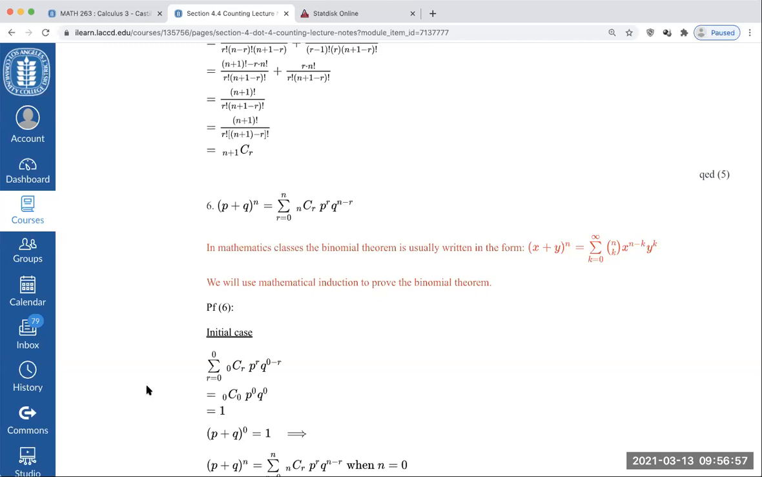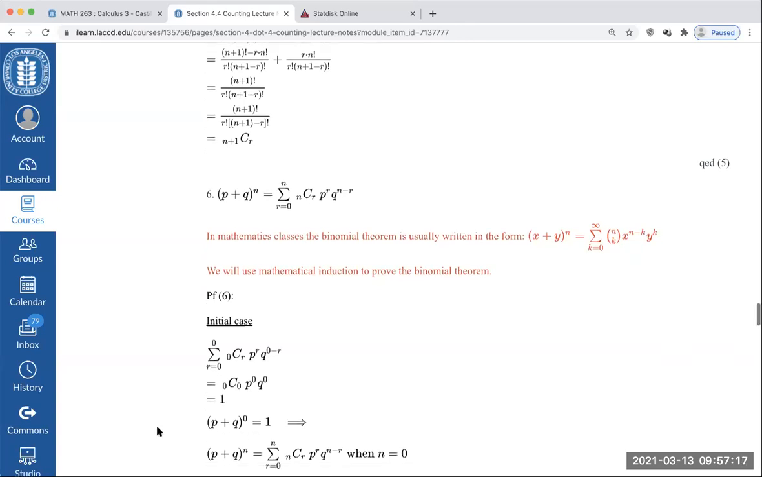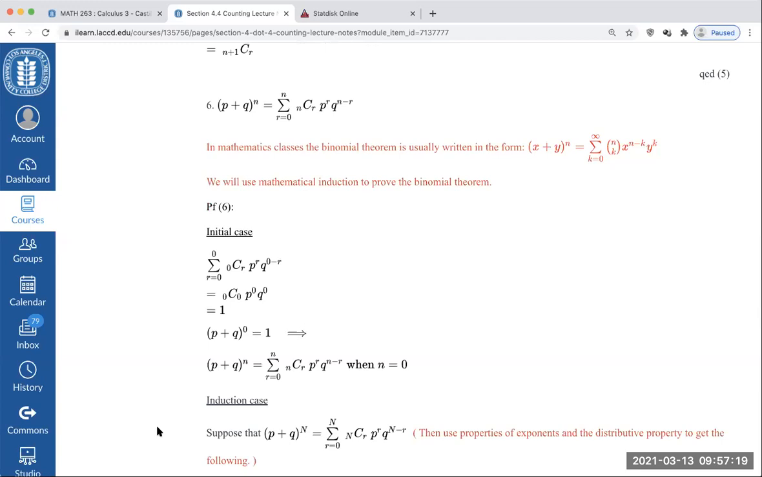Let's assume that p and q are not 0, in which case p to the 0 is 1 and q to the 0 is 1. Otherwise, just assume that p to the 0 is 1 and q to the 0 is 1, in which case we get 1. So therefore, (p plus q) to the 0 is 1. And so I've shown that these are equal when n is equal to 0.